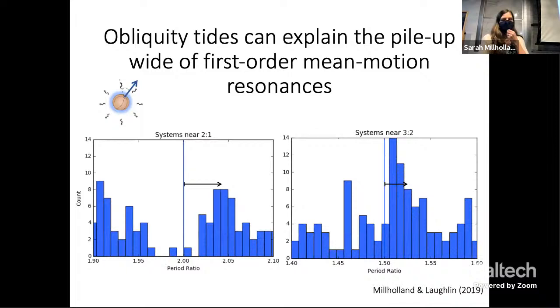And so in this study from 2019, we showed that if we can account for extra dissipation that we would expect to be coming from obliquity tides, then this can be sufficient dissipation to move planets wide of the exact resonances by the amount that we see. However, this solution requires that these planets are frequently found with non-negligible obliquities. So what is there to suggest that they actually do have these non-zero tilts?